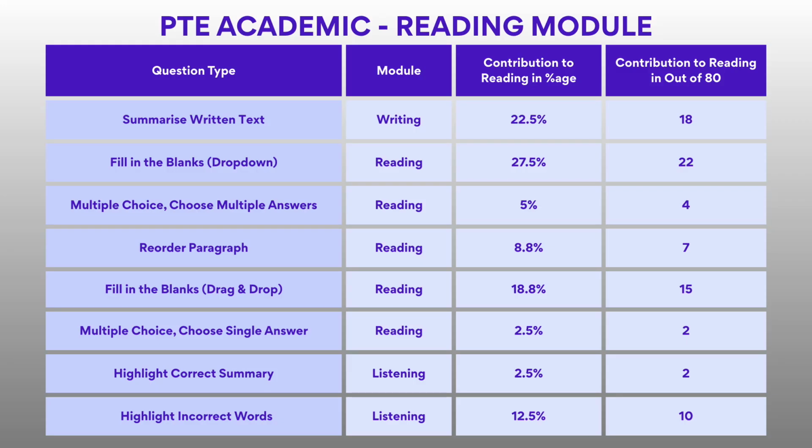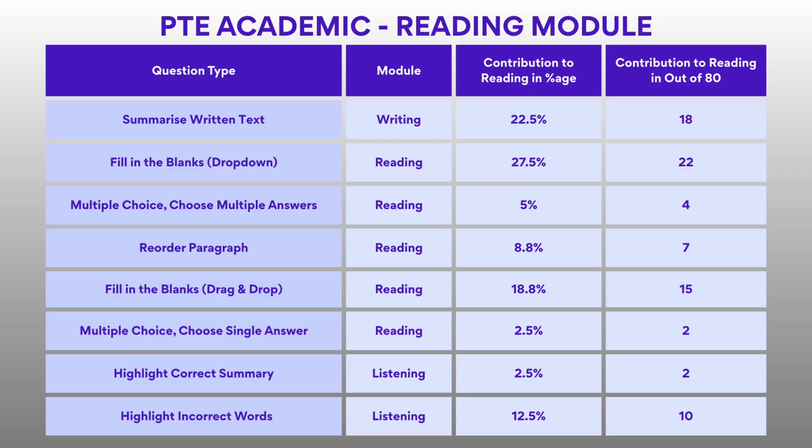If you come to the reading module, the first question type fill in the blanks drop down contributes 27.5% or 22 points. Multiple choice question choose multiple answer contributes 5% or 4 points. A reorder paragraph contributes 8.8% or 7. That's been rounded down slightly for greater accuracy. Fill in the blanks drag and drop is 18.8%, which is 15 points. Multiple choice question choose single answer is 2.5%, and that contributes 2 points.